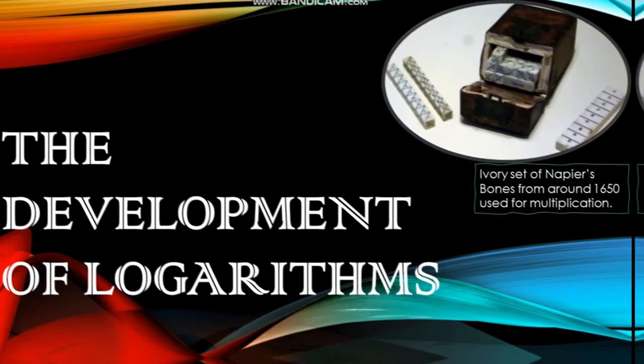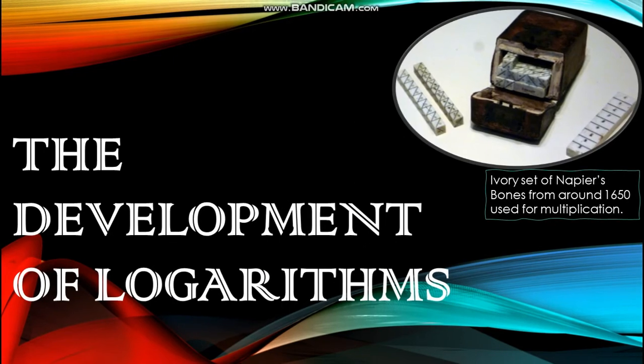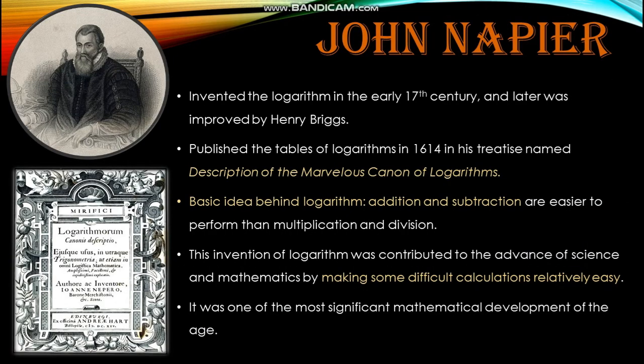Hello everyone. So now we move to the development of logarithm. John Napier invented the logarithm in the early 17th century and it was later improved by Henry Briggs. John Napier published the tables of logarithm in 1614 in his treatise named Description of the Marvelous Canon of Logarithms.